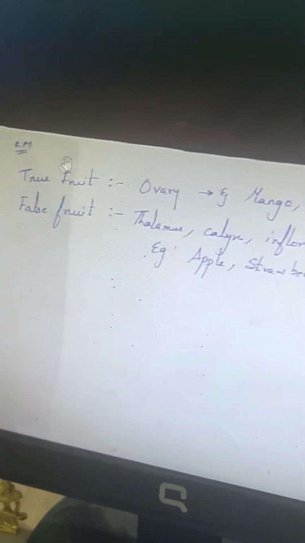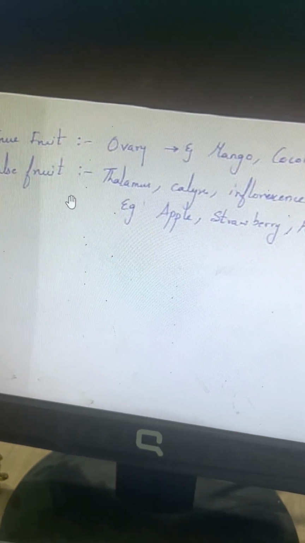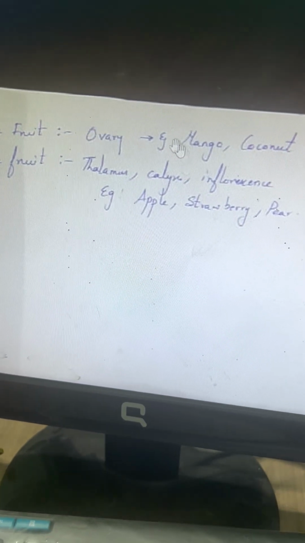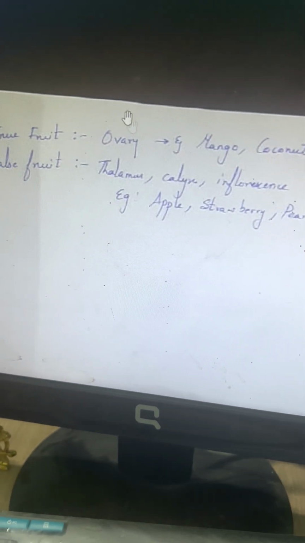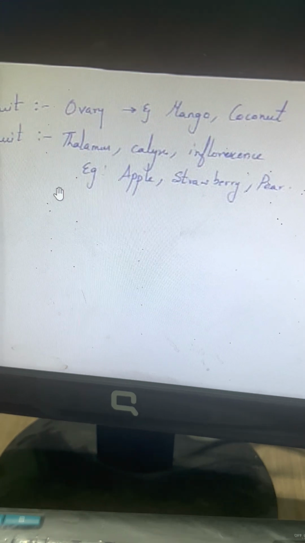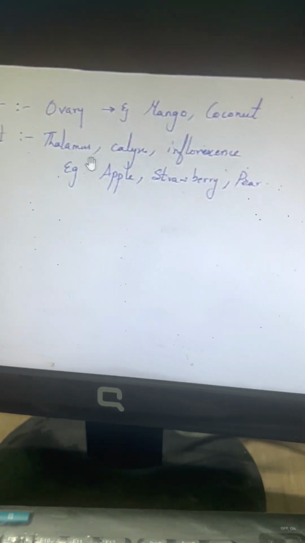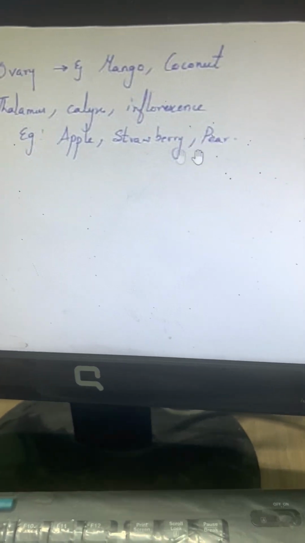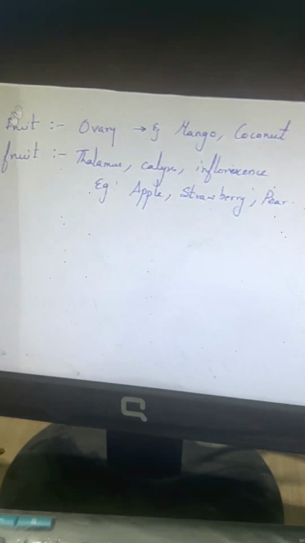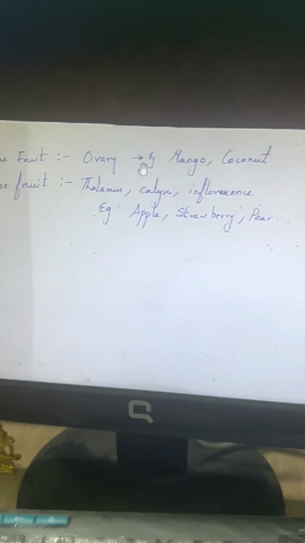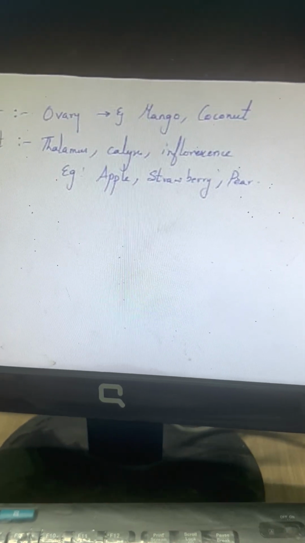And then lastly we will go for another 2 marks question, that is, what do you mean by true fruits and false fruits? True fruits are mainly developed from the ovary of the flower. Example, mango, coconut, etc. Whereas false fruit might be developed from thalamus or calyx or inflorescence. Examples, apple, strawberry, pear. When a fruit is developed directly from the ovary, like mango, coconut, then it is known as a true fruit.